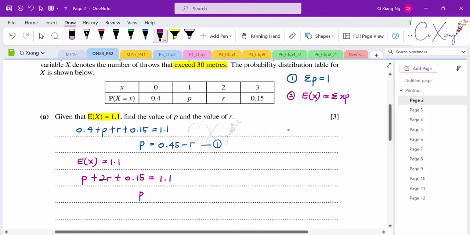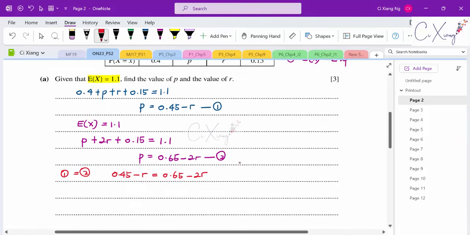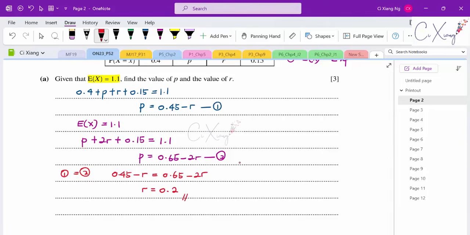Then again, I will rearrange everything and move everything to one side, keeping only p on the left. If you didn't make any careless mistakes, you should have this value. Then of course, to get the values of p and r, you have to solve them simultaneously. So you let equation 1 equal equation 2 and then solve. When you simplify it, you'll get the value of r, which is 0.2. And if you substitute r back into either equation 1 or equation 2, you'll get the value of p, which equals 0.25.